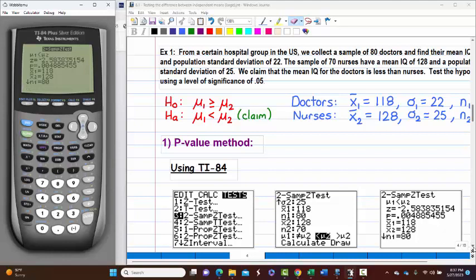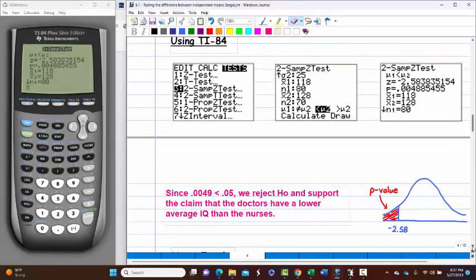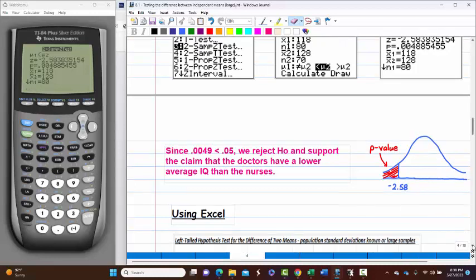Now, okay. It looks like I went ahead and stated the conclusion already, but okay, so 0.0049 is definitely less than your alpha of 0.05, and that means we reject the H0, and we support the claim that the doctors have a lower average IQ than the nurses. We agree with that. So let's show how to input this in Excel.